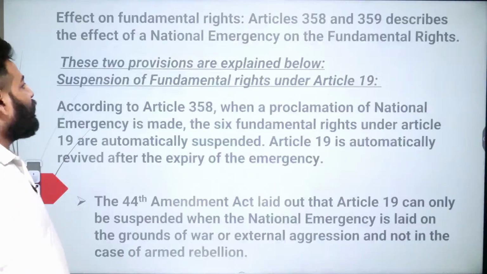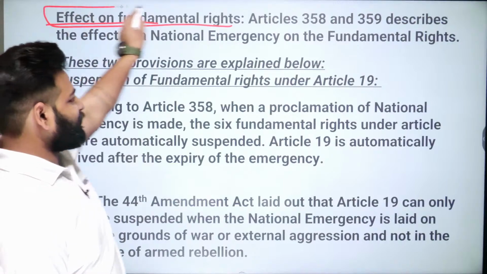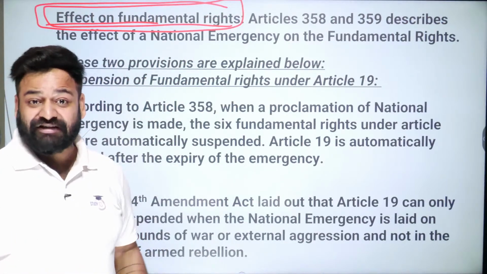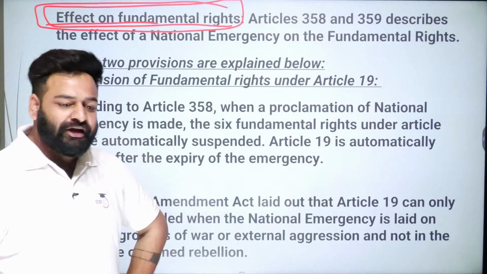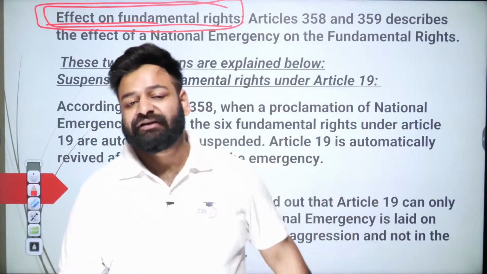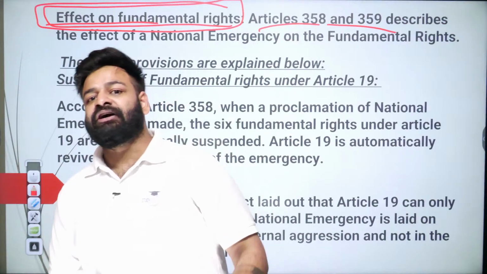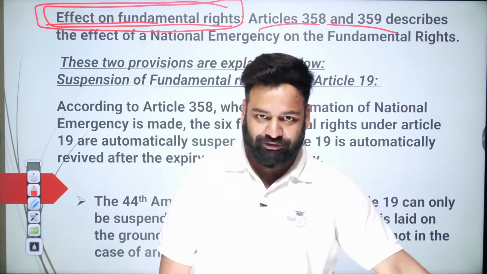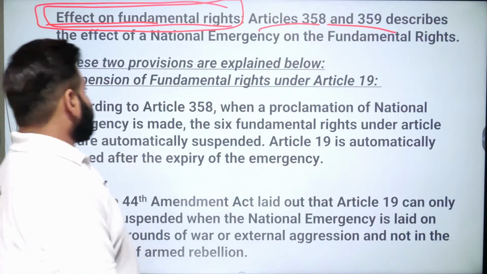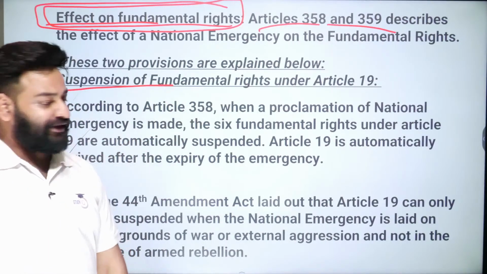Next, the biggest effect on the fundamental rights of the citizens. What difference does it create in our lives? There are 2 particular articles, precisely only 2, article 358 and 359, which deal with any sort of alteration in our fundamental rights. So what are they? Firstly, the suspension of fundamental rights under article 19.